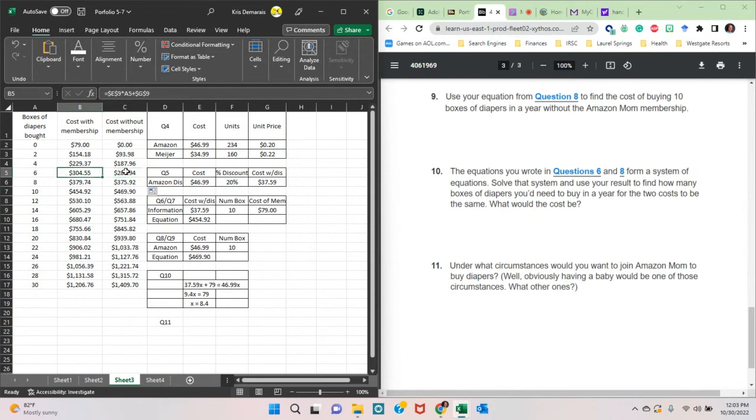But now, what's great about this is that you can see it costs more for the membership at 8 boxes. But then once you get to 10 boxes, look, now it's costing more without the membership. So that's a significant change. You're probably thinking, well, not really. It's only 15 bucks. Why is that such a significant change?